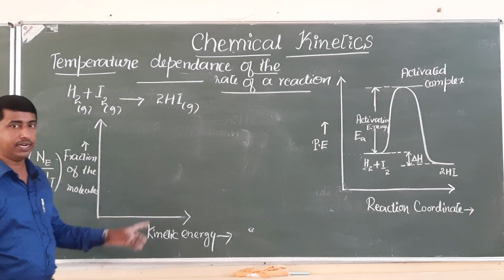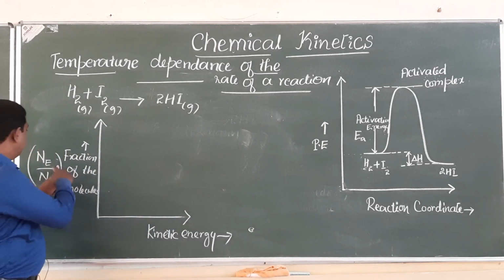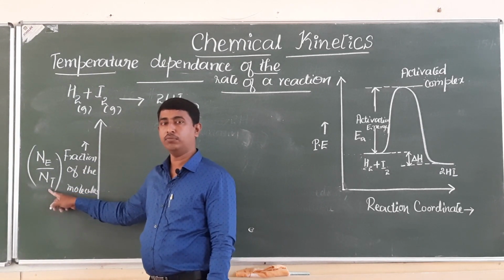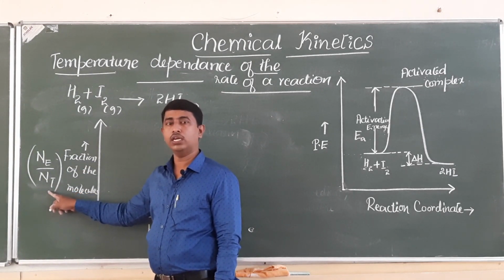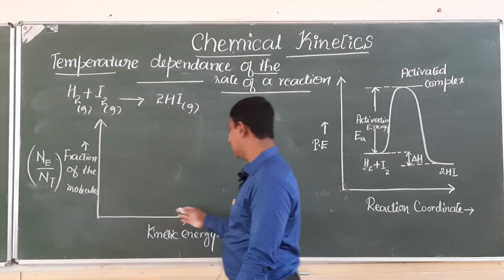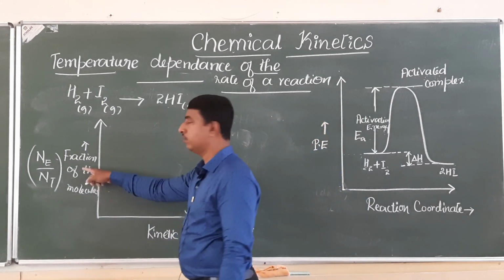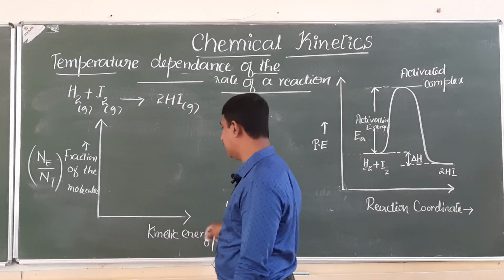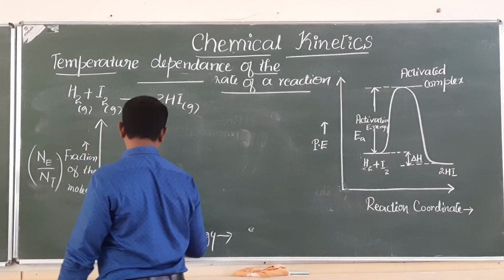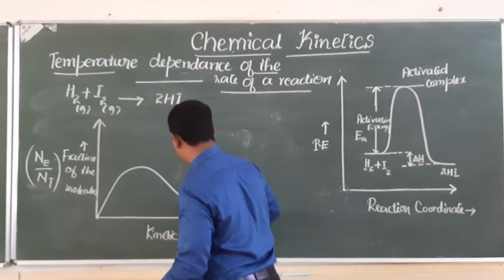Fraction of the molecules can be written as Ne by Nt. Ne represents the number of molecules with energy E, whereas Nt represents the total number of molecules. So, fraction of the molecules is along the y-axis. Kinetic energy of the molecule is along the x-axis. On plotting fraction of the molecules versus kinetic energy, they got an energy distribution curve like this. This is the energy distribution curve obtained by Maxwell and Boltzmann.